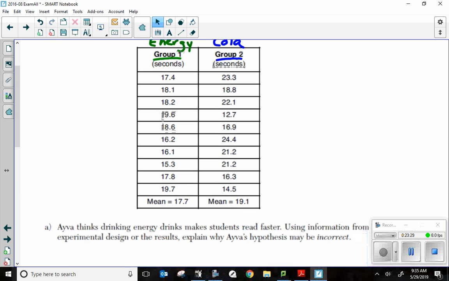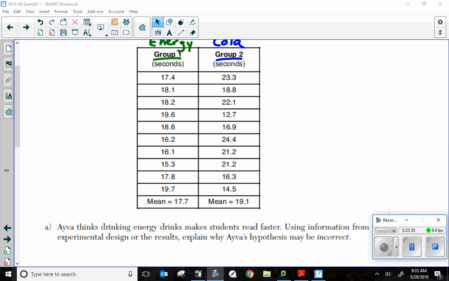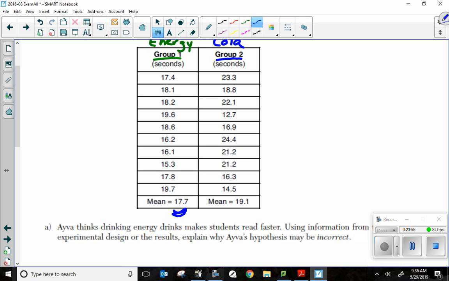Part A says the following. All right? Ava thinks drinking energy drinks makes students read faster. Using the information from the experimental design or the results, so the way she designed this experiment or the results of this experiment, explain why her hypothesis may be incorrect. Do not give me an excuse why she might be right. Don't sit here and say, well, the mean is smaller for group 1, so she's right. They're saying, give me a reason she might be wrong. All right? Again, that word is italicized.